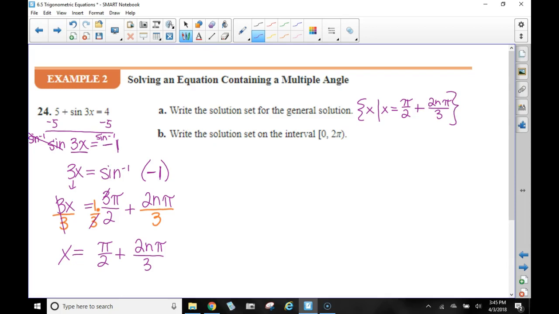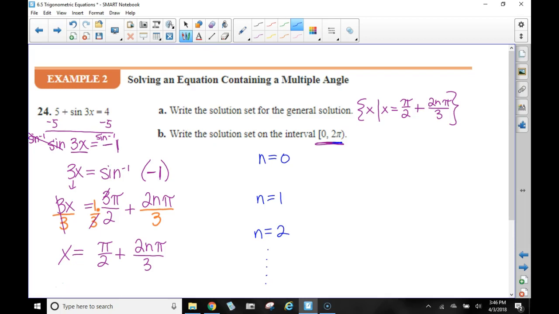Now, the next thing we need to do is part B, write the solution set, but just for answers that lie in between 0 and 2 pi. It could include 0, but not 2 pi. That's the bracket versus the parenthesis. Now, remember the way we do that. We let n be equal to 0, and then we'll let n be equal to 1, and then we'll let n be equal to 2, and we'll keep on going until we get past 2 pi.